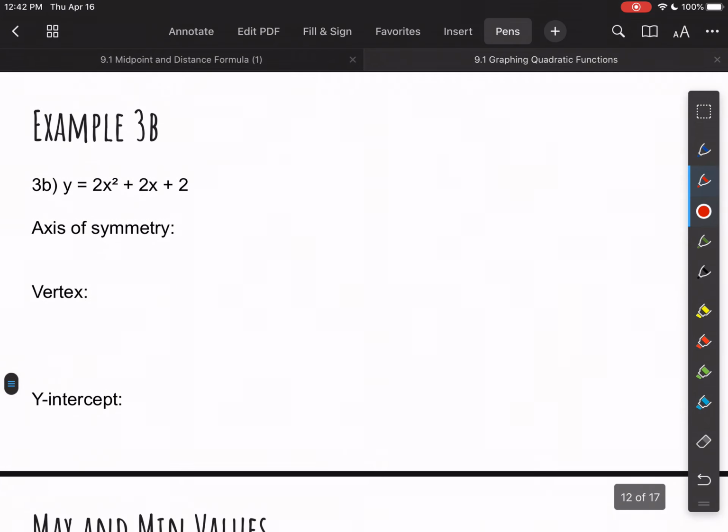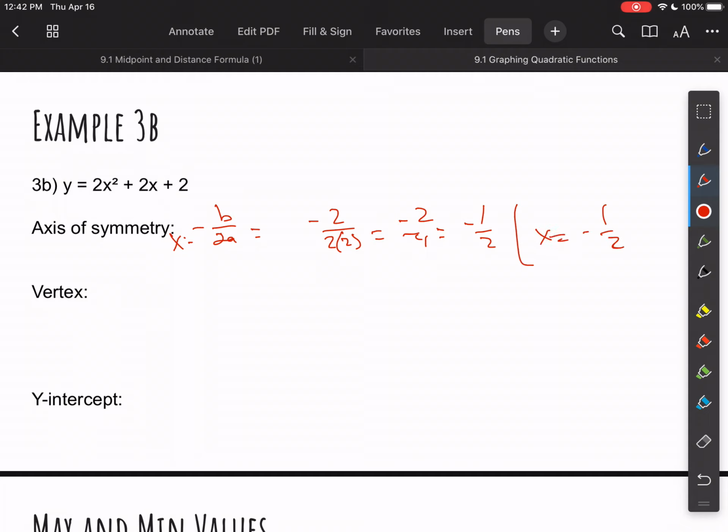So that's example 3a. Here's 3b, which I highly recommend you try on your own. But let's go ahead and do it. Pause the video, try it on your own, and then push play and see if you got it. So axis of symmetry, -b/2a. This is always an x equals. So in this case, that would be -2/2 times 2, which is -2/4, which is -1/2. So your axis of symmetry is x equals -1/2.